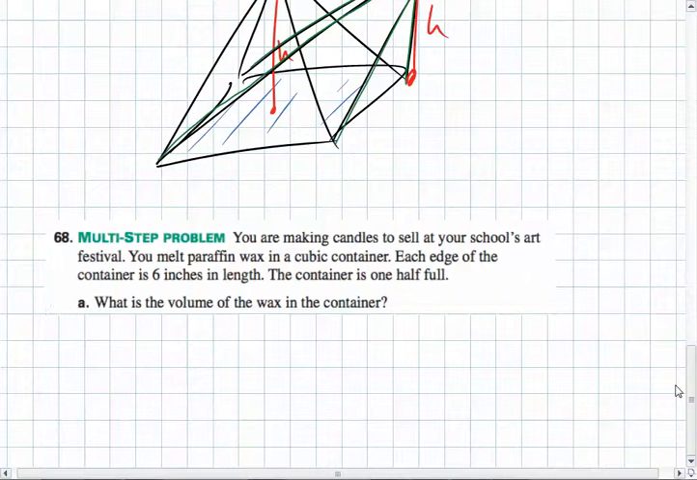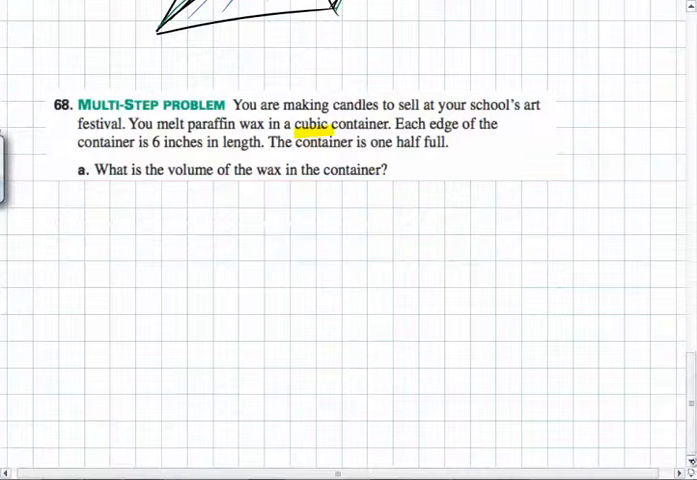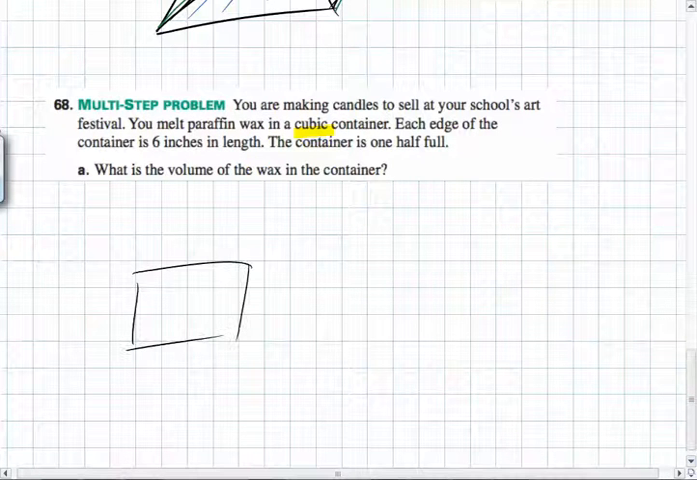Okay, so this one says, you are making candles to sell at your school's art festival. You melt paraffin wax in a cubic container. So it's a cube. It's important. Cubic container. Each edge of the container is 6 inches in length. The container is 1/2 full. How many people drew a picture? Anybody draw a picture? It's good. So this is a cube. What's the side of each? It's a pretty bad cube, isn't it? Wow. You gotta draw a better cube than that.